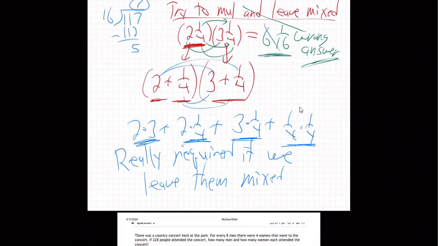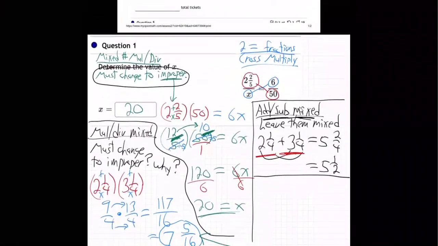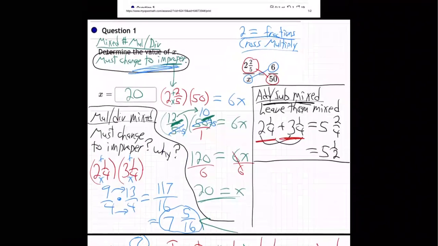This is crazy wrong right here. But this would be correct, but painful, right? That's how you would have to actually multiply mixed numbers if you wanted to leave them mixed. You'd have to FOIL, because that's what a mixed number means. It means two things added. 2 1/4 means 2 plus a fourth. 3 1/4 means 3 plus a fourth. You'd have to FOIL, and that would be a big pain. We don't want to do that. That's why we change to improper, because it's so much easier. Questions on that?